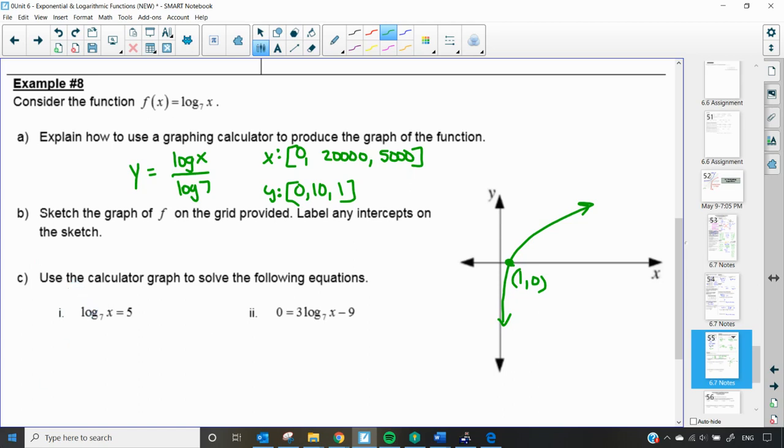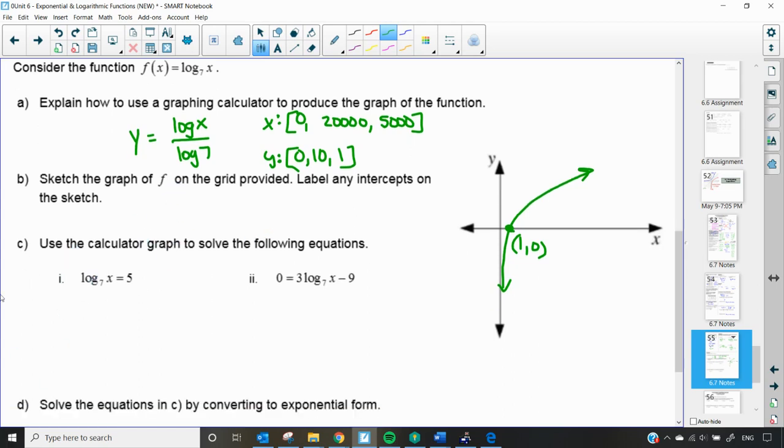All right, so using our calculator then, we can graph the following equations. If I want to graph log base 7 of x equals 5, well, y1 is going to be log base 7 of x, and y2 is going to be 5. If I want to graph the next one here, I would have my y2 as 0, and my y1 as 3 log base 7 of x minus 9.